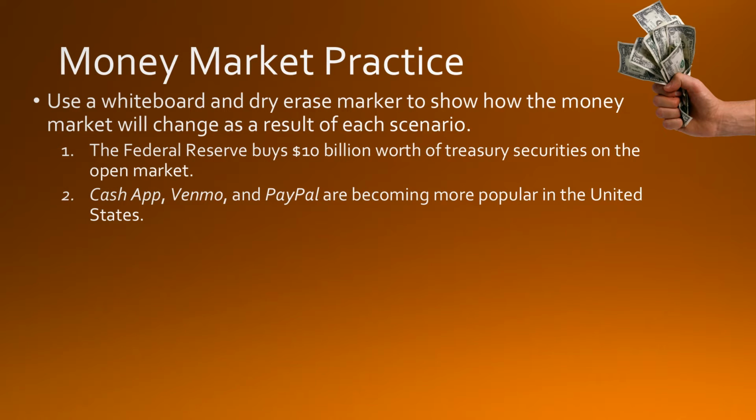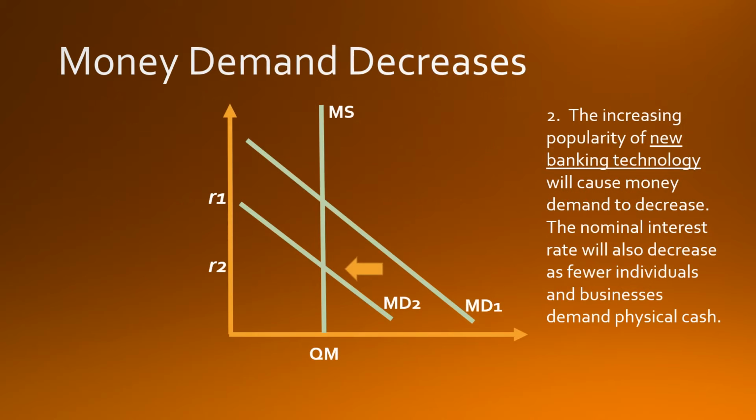Cash App, Venmo, and PayPal are becoming more popular in the US. So what's going to happen with our money market graph? Well, if we have new banking technology, it's going to cause the demand for money to decrease. And when that happens, it's going to be a leftward shift of our money demand curve. You can see from money demand 1 over to money demand 2.